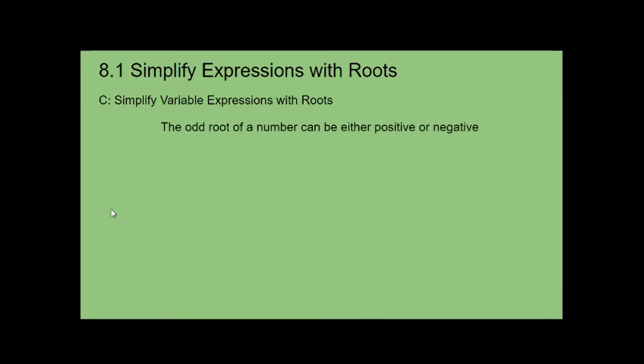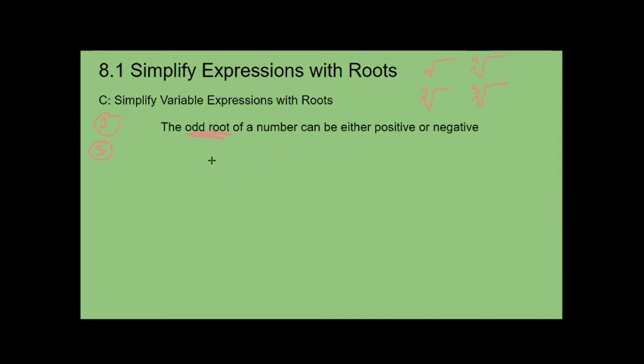So the odd root of a number can be either positive or negative. So you need to pay attention to whether you're talking about an odd root or an even root. A square root would be even because you're taking the square, and a square is 2. But a cube root is 3, that would be odd. A fourth root would be an even root. A fifth root would be an odd root. So that's what we're talking about when we're talking about even roots and odd roots. So the odd root of a number can be either positive or negative.